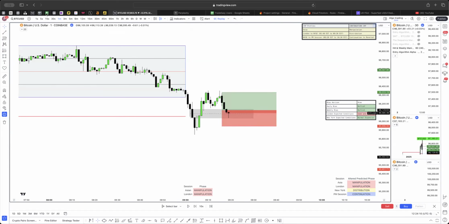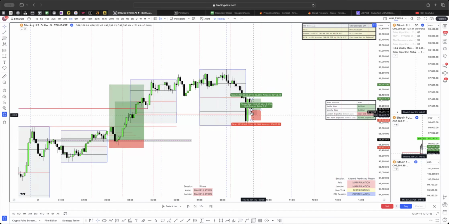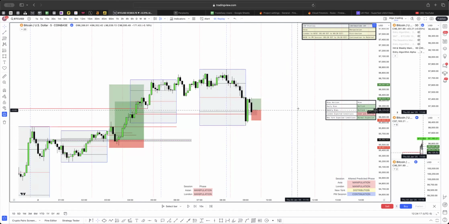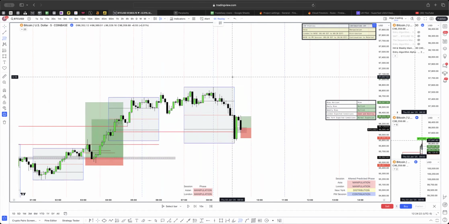Why? Because now these are volatile times, right? We have news, price is going to whipsaw necessarily. So I'm going to keep my stop a bit wider than usual. All right. And after that, what we will do is we will do our projection.